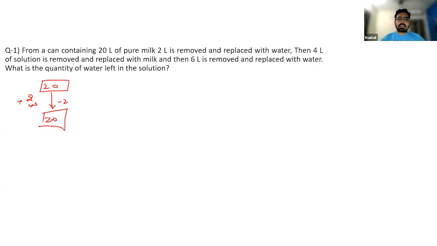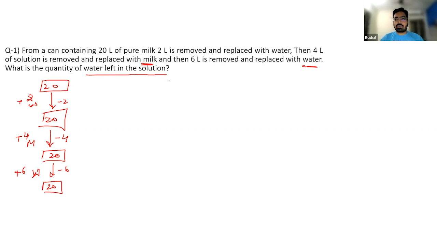Then 4 liters of solution is removed and replaced with milk. This is something which is interesting now. So what are we doing? We are removing 4 liters, but now we are adding 4 liters of milk to this. Again, I'll be left with 20 liters of solution, and then 6 liters is removed. So I'm removing 6 liters and replacing it with 6 liters of water again, right? So I'm going to be left with 20 liters of solution. Now in this 20 liters, what is the quantity of water left in the solution? That's what the question is.